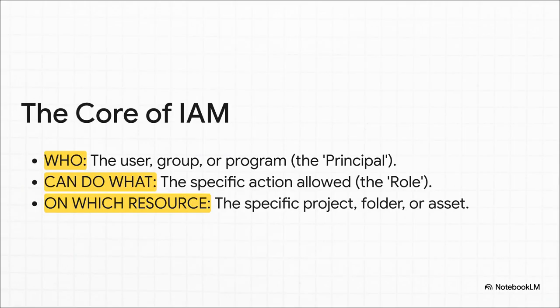And this is that 3-part question in action. Every single security policy in IAM has these 3 pieces. The who is what we call the principal. That could be a person, a whole group of people, or even a program. The can do what is the role, which is basically a collection of permissions. And of course, on which resource is the target, the actual server or file they're trying to access.